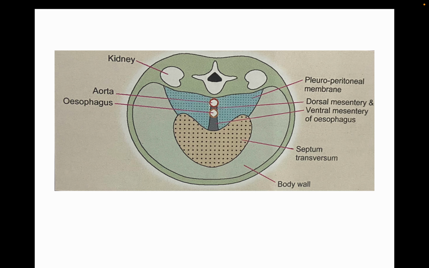So this is a diagram. Basically, as I have always told you in my previous lectures also, all the diagrams are taken from your standard textbook. So just to make you more clear, this is the diagram in which the complete diaphragm is formed. That is a contribution from the pleuroperitoneal membrane, then the dorsal mesentery of the esophagus and the ventral mesentery of the esophagus contributing to this portion, and this portion, that is the portion of the central tendon, is formed by the septum transversum, and a large peripheral part is contributed by the body wall, so the lateral body wall. So this is all about the development of the diaphragm.